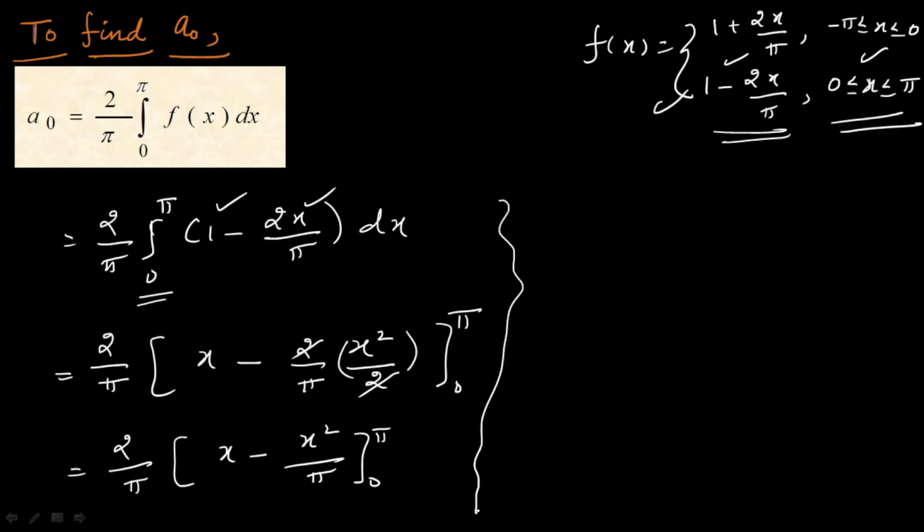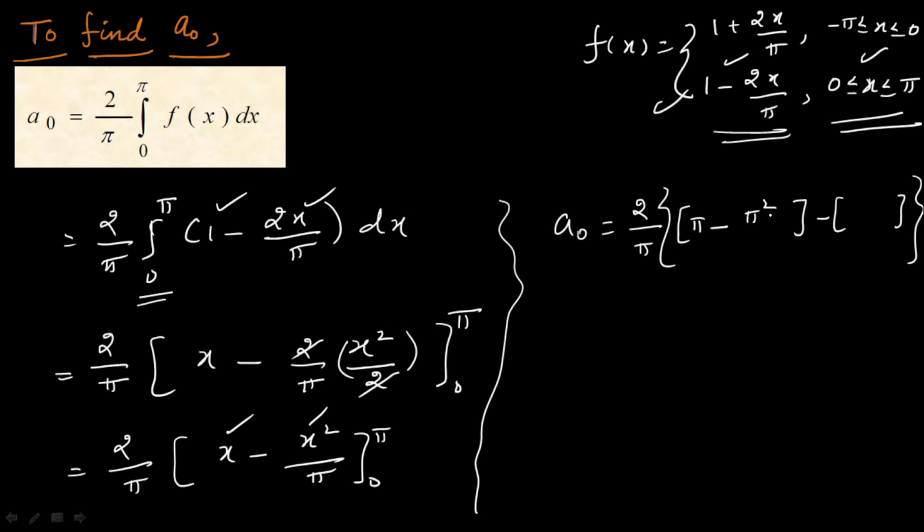Now let me substitute the limits. So now a naught is equal to 2 by pi, upper limit minus lower limit. The first bracket is for the upper limit, minus the second bracket for the lower limit. Brackets are very important. So first replace x by pi: pi minus pi square divided by pi. Coming to the lower limit, if you replace x by 0, the first term is 0 and the second term is also 0. So there is no lower limit contribution, isn't it?